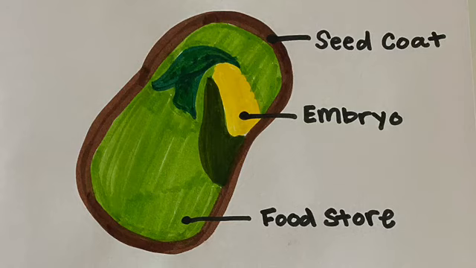So next we have the embryo, which is protected by the seed coat, and this embryo is where the plant is held, and it'll eventually develop into an adult plant. And finally, we have the food store, which is kind of what it sounds like. It is food stored inside of the seed for the plant to use until it's able to make its own food.